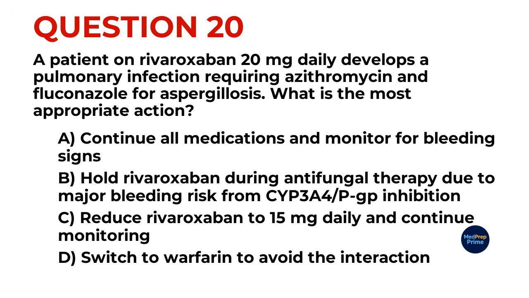A patient on rivaroxaban 20 mg daily develops a pulmonary infection requiring azithromycin and fluconazole for aspergillosis. What is the most appropriate action? Option A. Continue all medications and monitor for bleeding signs. Option B. Hold rivaroxaban during antifungal therapy due to major bleeding risk from CYP3A4 PGP inhibition. Option C. Reduce rivaroxaban to 15 mg daily and continue monitoring. Option D. Switch to warfarin to avoid the interaction.